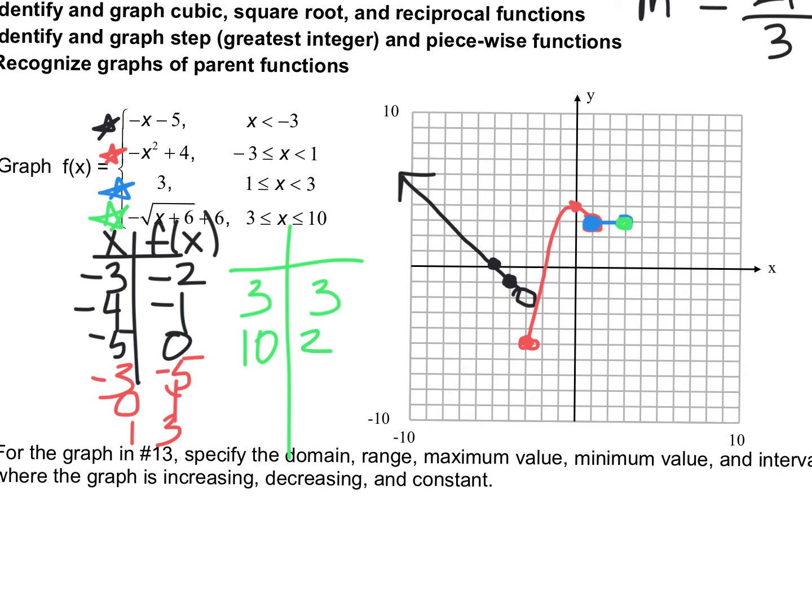Again, that happens to be the same point that ended with the blue. And then I have a 10, 2, 10, 2. Now, it might be wise if I found another point within there. So, for instance, if I did 4, that would give us like root 10. So if I did 4 here, I get a square root of 10.